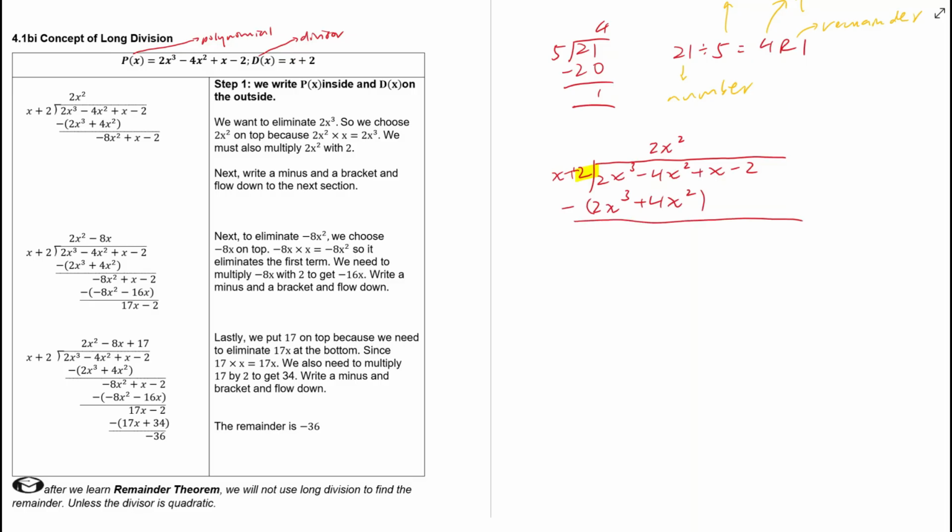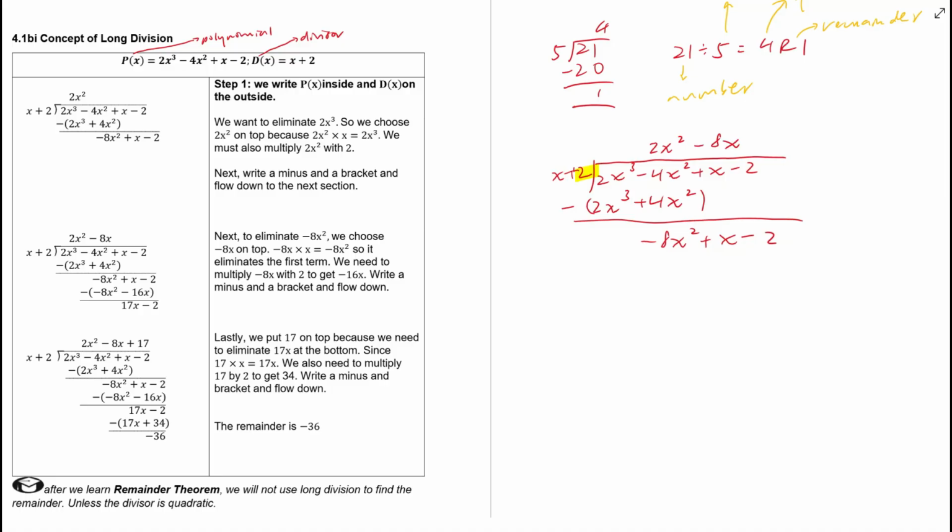Now your first section is done, you have to find the remainder. So 2x cubed minus 2x cubed will give you nothing. Minus 4x squared minus 4x squared, minus 8x squared. Then you have to bring down the remaining terms in your polynomial. So plus x minus 2. Now on to your second section. So the term you want to eliminate now is minus 8x squared. So how do you get minus 8x squared from x? You times minus 8x. So that's your next term in your quotient.